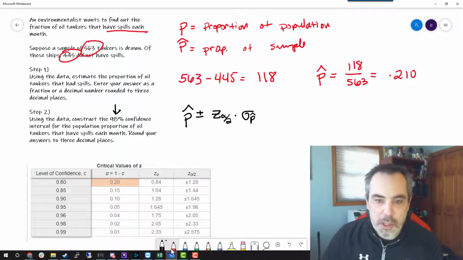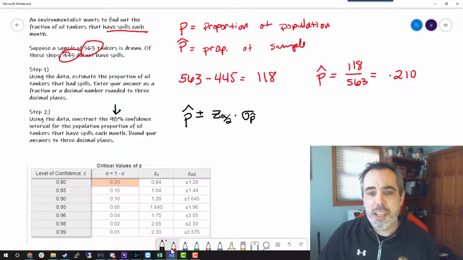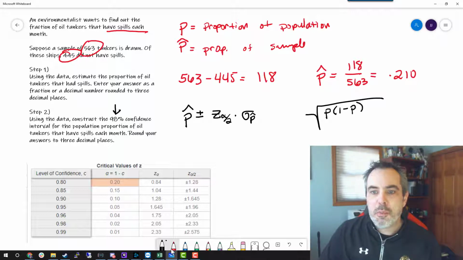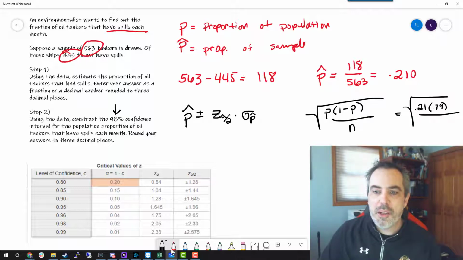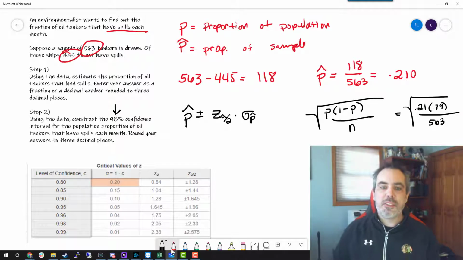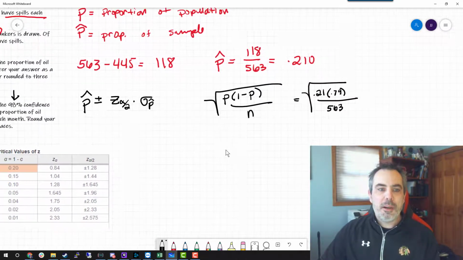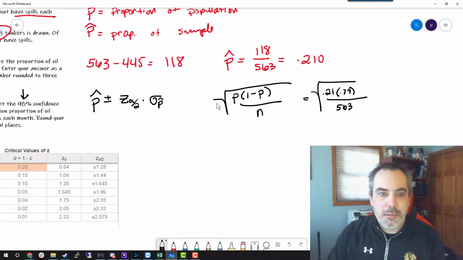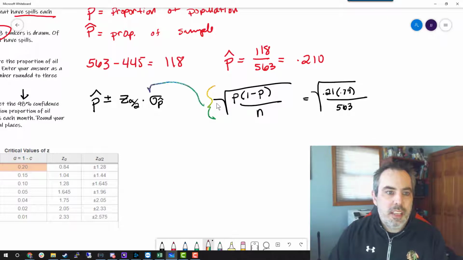Now, when we are working through this, we are going to have to find that standard deviation. Recalling from earlier sections, the standard deviation, when you're working with a proportion like this, is the square root of the two different proportions. In this case, on one side we have 21%, and then one minus that, the complement, 79%. And we're going to divide that by the number of people in the sample. In this case, 563. So that part is going to take care of this. So all of this right here becomes that value.